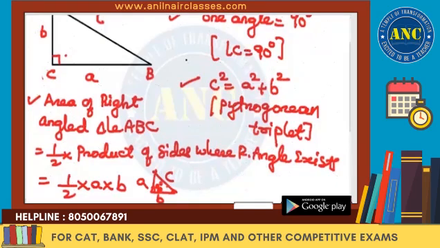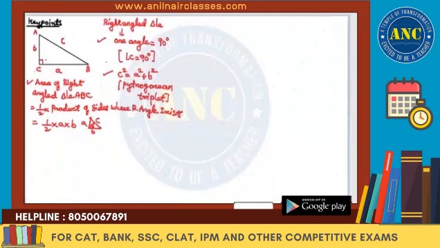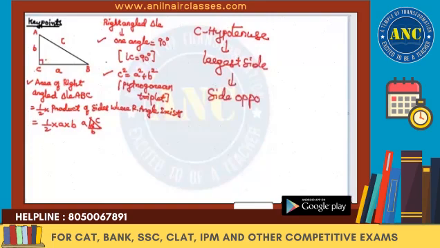Right angle triangle, one angle will be 90 degrees. The side opposite to 90 degrees is called the hypotenuse. C is the hypotenuse. First write as it is. Hypotenuse is the largest side, and it is the side opposite to 90 degrees.